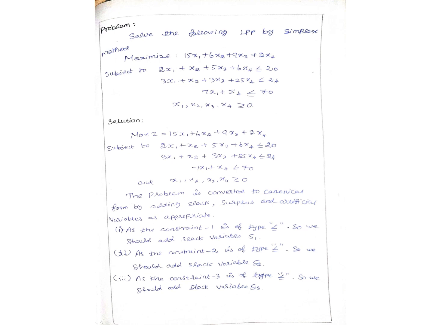The problem is converted to canonical form by adding slack, surplus and artificial variables as appropriate. Here, as the first constraint is of type less than or equal to, we should add slack variable s1. As the second constraint is of type less than or equal to, we should add slack variable s2. And the third constraint is of type less than or equal to, so we should add slack variable s3.